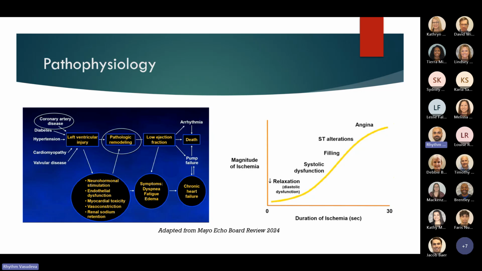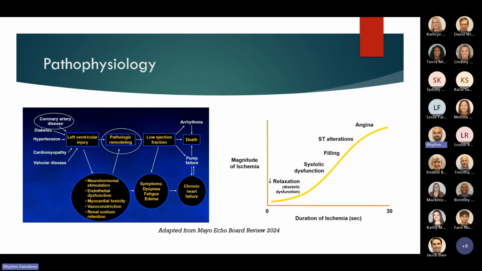There are a lot of insults to the left ventricle, and coronary artery disease is one of them. There can be others, including cardiomyopathies and valvular disease. But the point being that once your ventricle gets injured, there is remodeling of the ventricle, which leads to low EF and symptoms, and it sets off a cascade of neurohormonal stimulation and endothelial dysfunction, eventually leading to pump failure, death, arrhythmias and other complications.